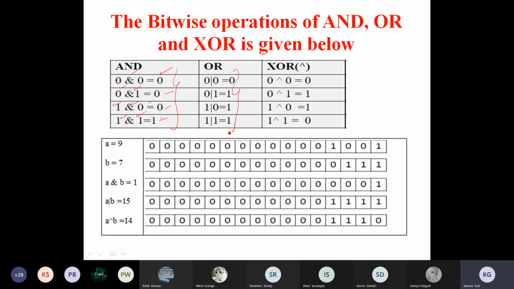Okay. OR truth table is like this. 0 OR with 0, I am expecting it to be 0 there. 1 OR with 0, I am expecting it as 1. 0 OR with 1, I am expecting it as 1 itself. 1 OR with 1, I am expecting it as 1 itself. Okay, so you already know about these things. So XOR operation you already know.